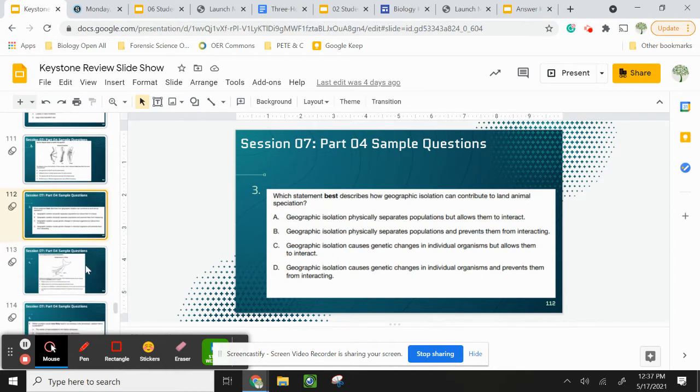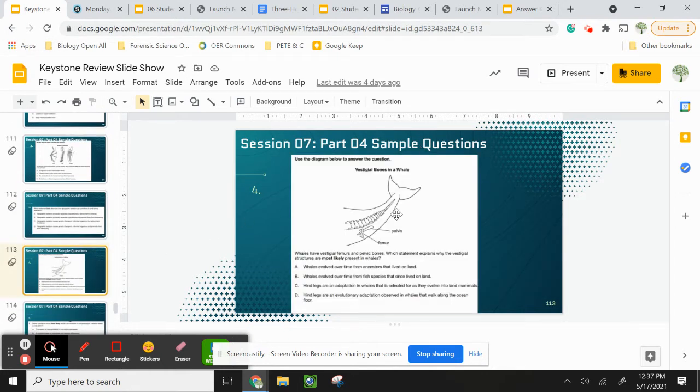Number 4, vestigial bones. Whales have vestigial femurs and pelvic bones. Which statement explains why the vestigial structures are most likely present in whales? A. Whales evolved over time from ancestors that lived on land. B. Whales evolved over time from fish species that once lived on land. C. Hind legs are an adaptation in whales that is selected for as they evolve into land mammals. D. Hind legs are an evolutionary adaptation observed in whales that walked along the ocean floor.